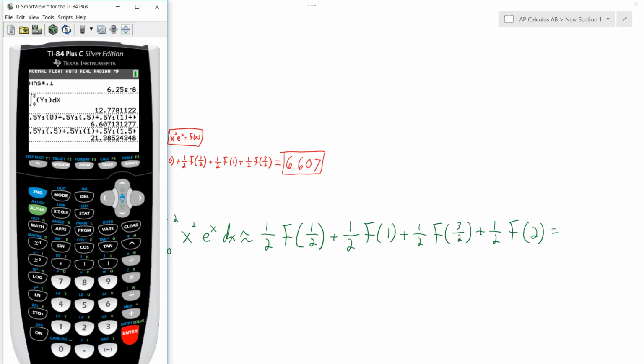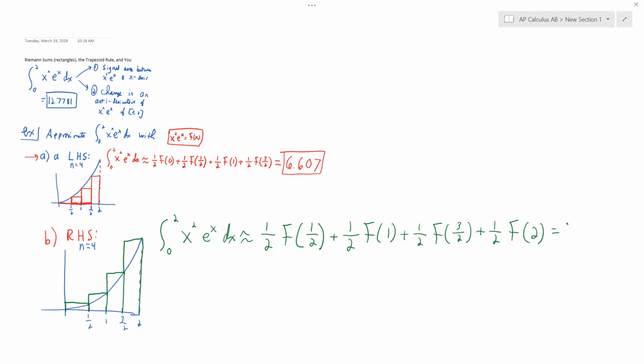Seems really big. Did you guys get 21 something? Yeah, okay. 21.385. I thought it was something different. I did these yesterday with the other classes, and I thought that was a different answer, but it doesn't matter.